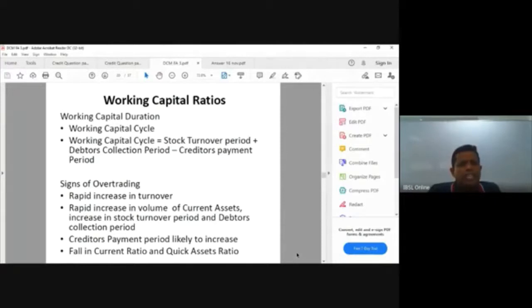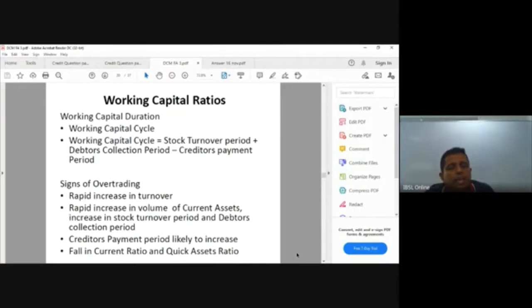Now, that cycle is called the working capital cycle. Normally, we add the stock turnover period plus the debtors collection period, and deduct the creditors payment period in order to calculate the working capital cycle of a company. Now, there is a concept called overtrading. If you take the overtrading concept, there are a few signs where you can see overtrading is done. Overtrading means even though your size is small, you are doing bigger tasks. Right? What are these things?